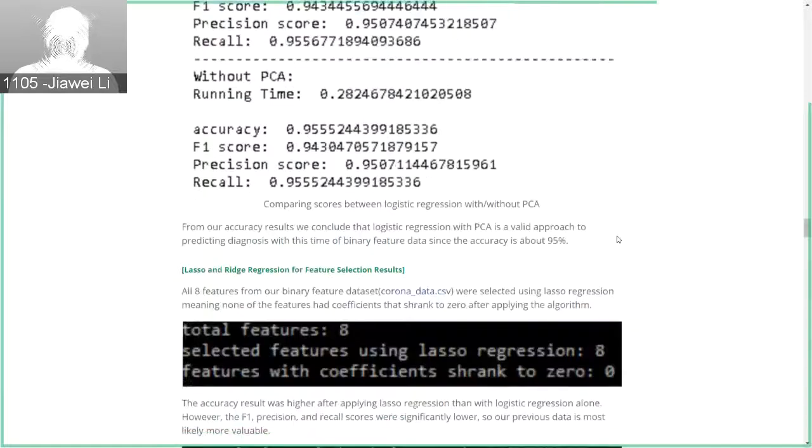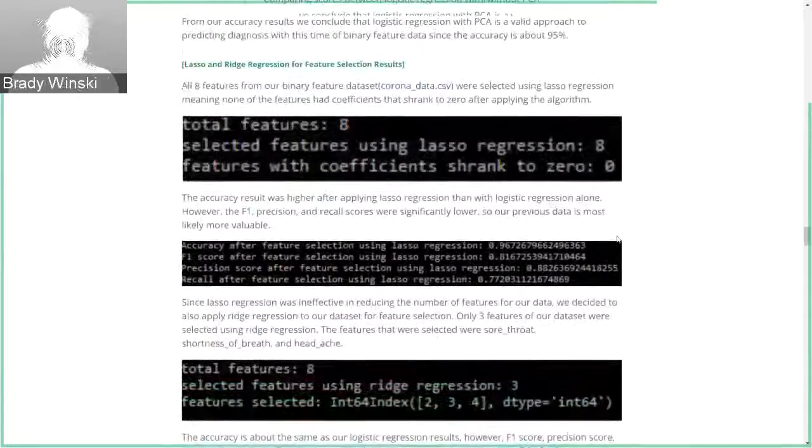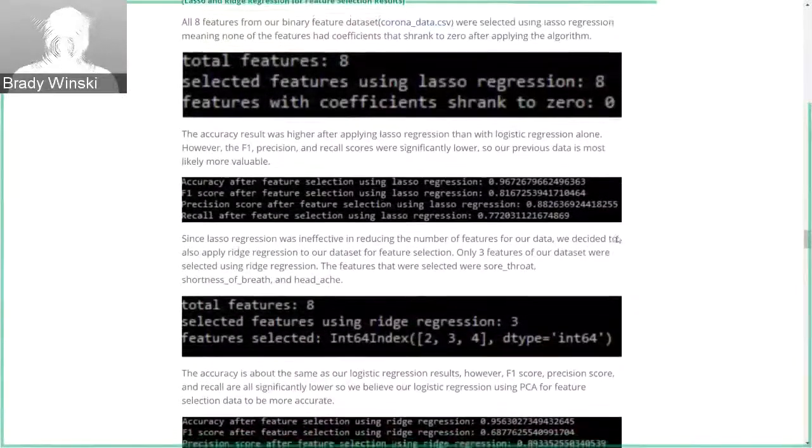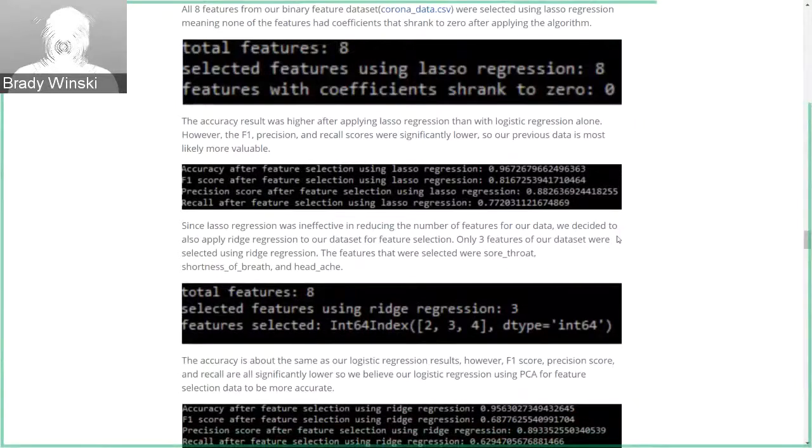Next. Results after applying feature selection using ridge and lasso regression were fairly high. The accuracy rating was very high for both methods, at about 95 or 96%. However, the F1, precision, and recall scores were significantly lower than our accuracy scores.